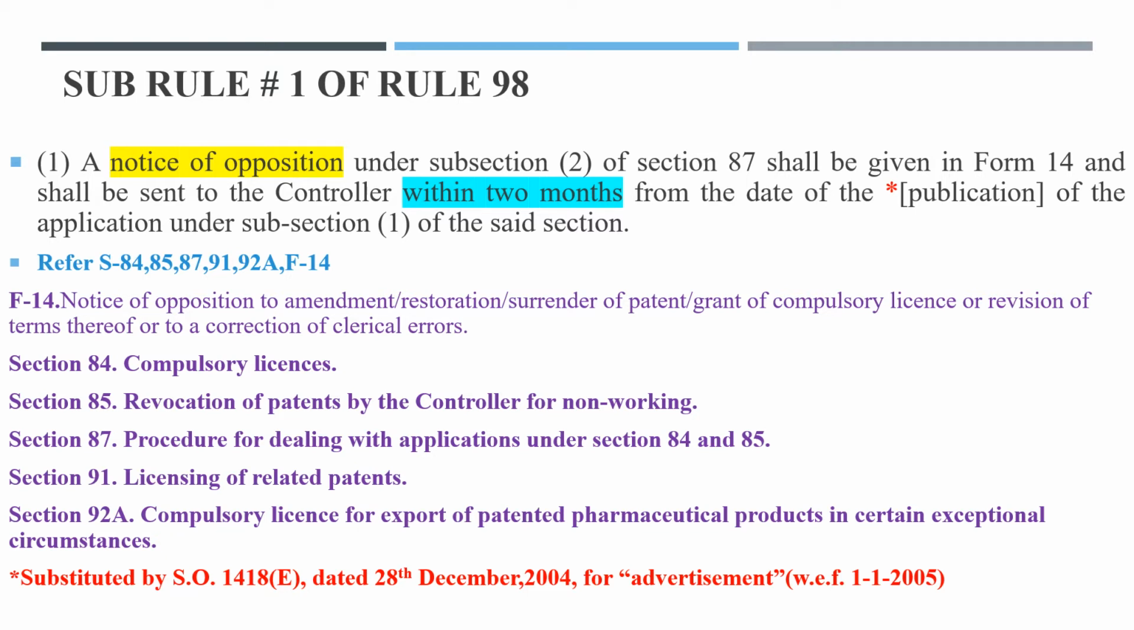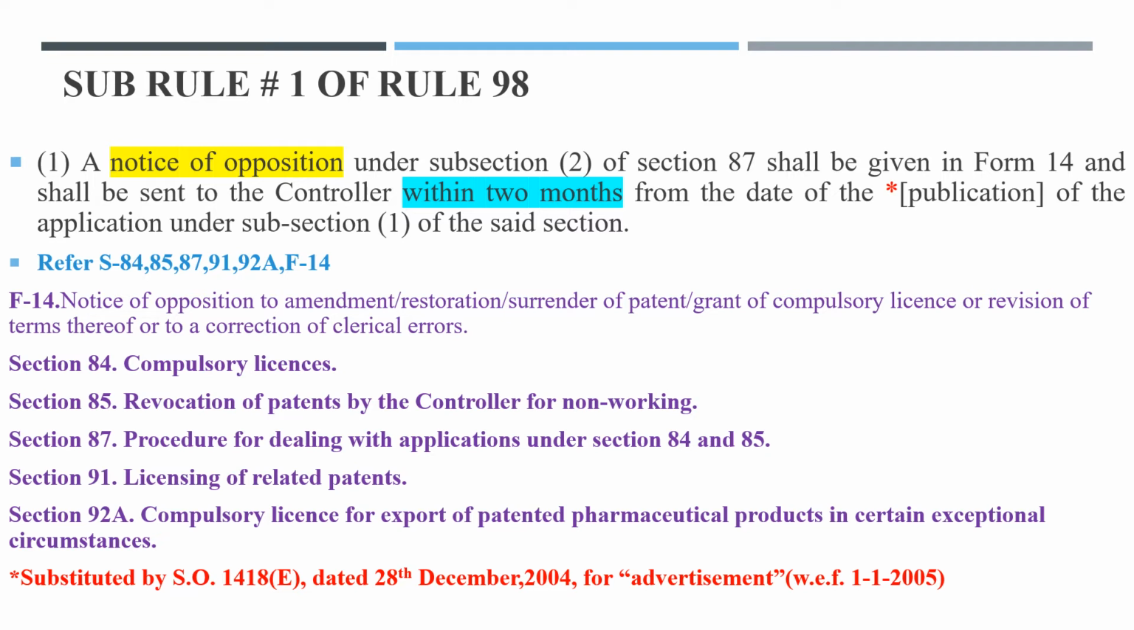Here we can refer section 84, 85, 87, 91, 92A and form number 14. Form number 14 is, we know, notice of opposition to amendment or restoration or surrender of patent or grant of compulsory license or revision of terms thereof or to a correction of clerical errors.